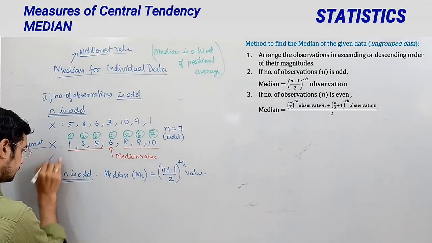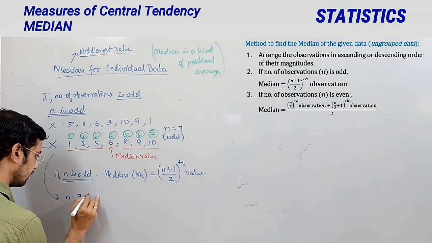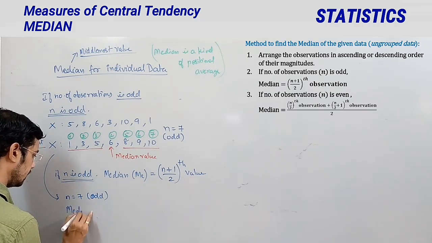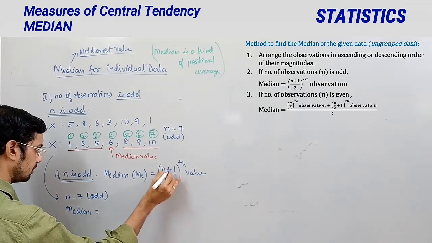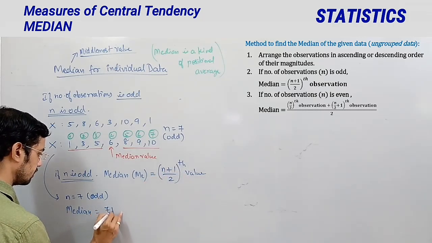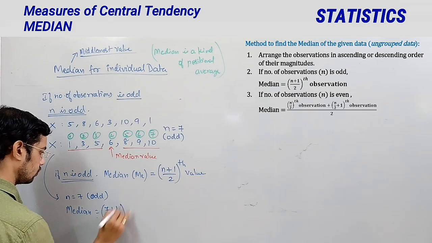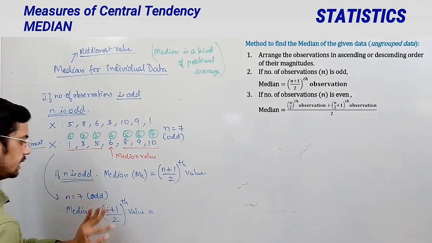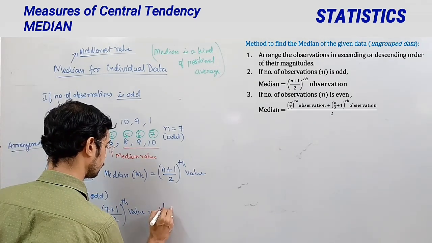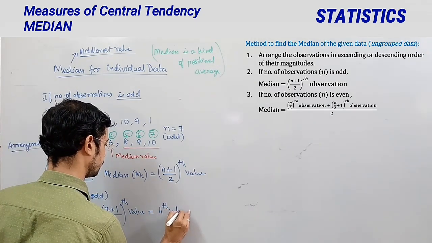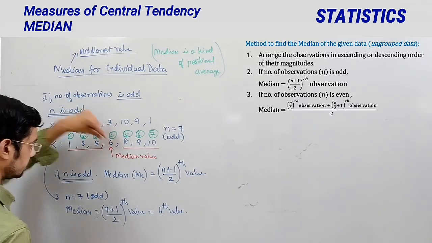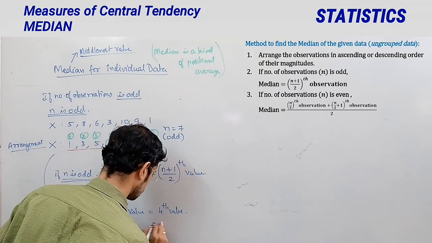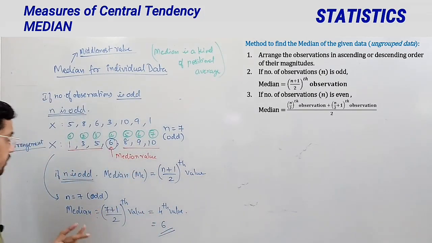Here in this case n equal to 7, which is odd. Therefore median equals (n plus 1) by 2 th value, with n equal to 7. So 7 plus 1 is 8, 8 by 2 is equal to 4, so the fourth value, which is 6. So this 6 is our median value, equal to 6. Hope you have understood this.